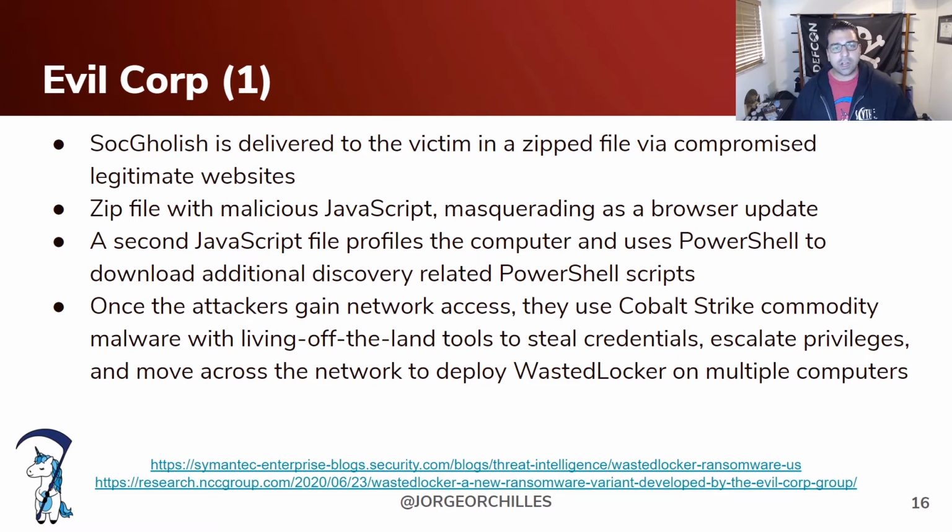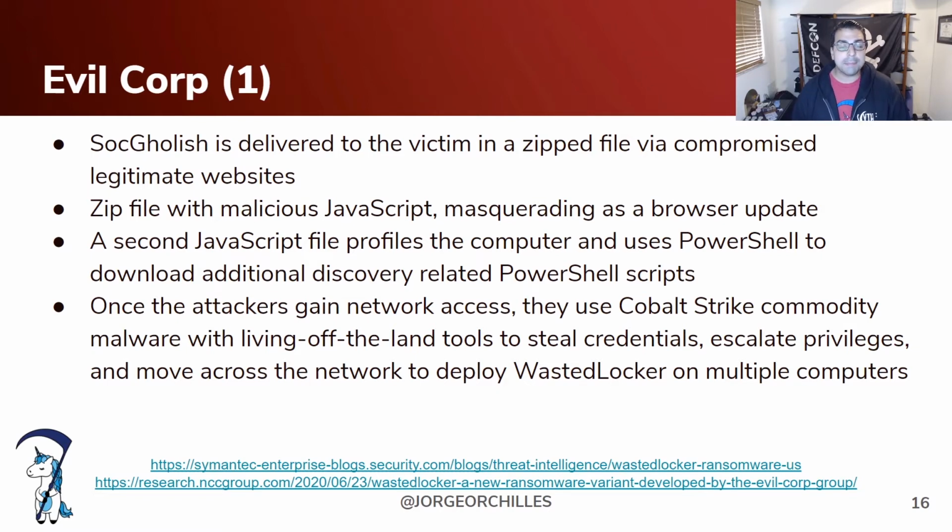Once SocGholish ran, it is a zip file with malicious JavaScript that was masquerading as a browser update. That's another TTP in MITRE ATT&CK. Then a second JavaScript file would profile the computer to see where it was, gain some situational awareness, and then it used PowerShell to download additional discovery-related PowerShell scripts like PowerView, which we've heard quite a bit about. It's a free script that you can get straight from GitHub. Then, once the attacker had access to execute PowerShell, they gained network access and would drop a Cobalt Strike malware.